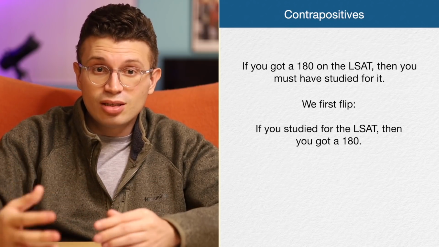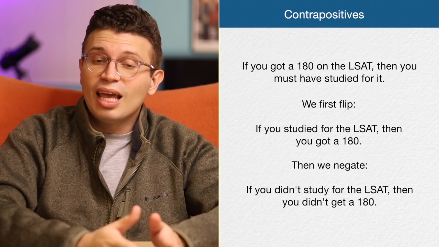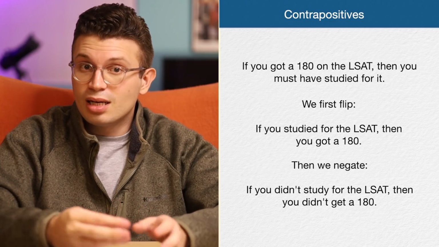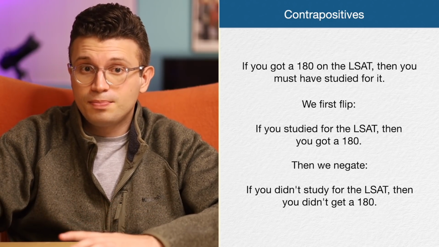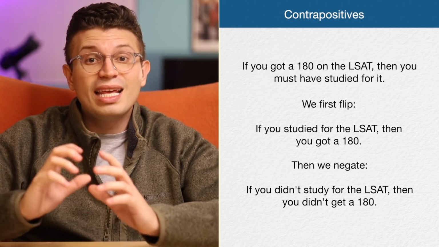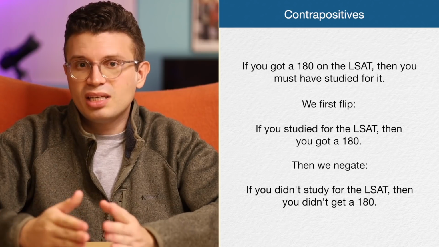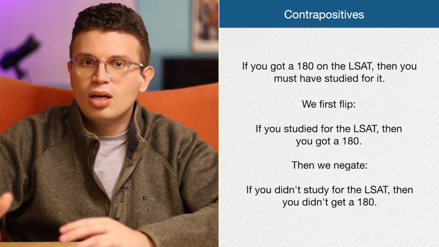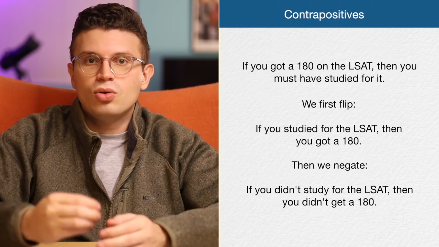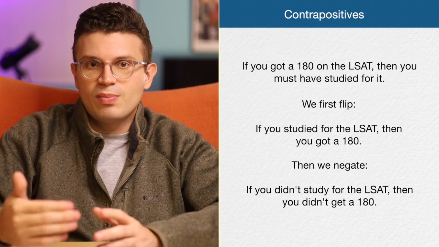We have to negate. So if we negate now, it says if you didn't study for the LSAT, then you didn't get a 180. Okay, notice the didn't study and didn't get a 180. That's the negation. That final statement is our contrapositive, and it is a logical inference we can make based on our original conditional statement. You can do this with every single conditional statement you get. You can look at it like having your conditional statement coming in as a pair.